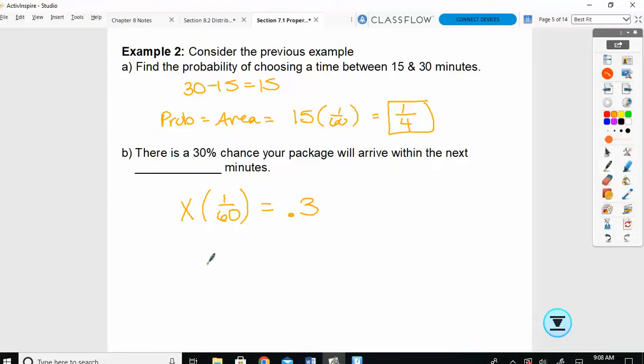So divide by 1 over 60 or multiply by 60. So 0.3 times 60 is 18. So there is a 30% chance it will arrive in the next 18 minutes.